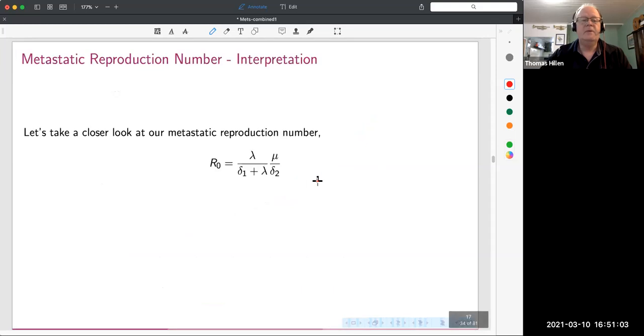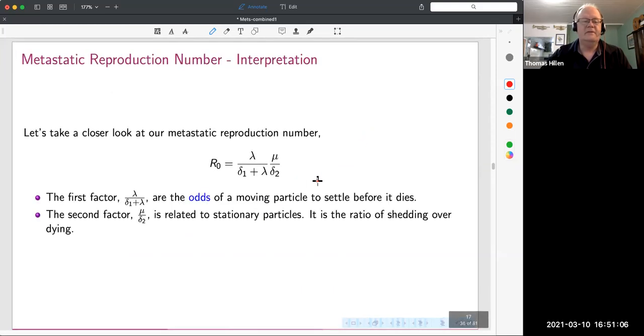Okay, so then what do I want to do next? Let's have a look at the terms, what they mean. So the first term, lambda over delta 1 plus lambda, this is the odds of a moving particle to settle before it dies. So lambda is the settlement rate, delta 1 is the death rate. So then these are the odds to settle before something dies. And this term, mu over delta 2, is the ratio of the shedding over dying for the stationary particles, sorry.